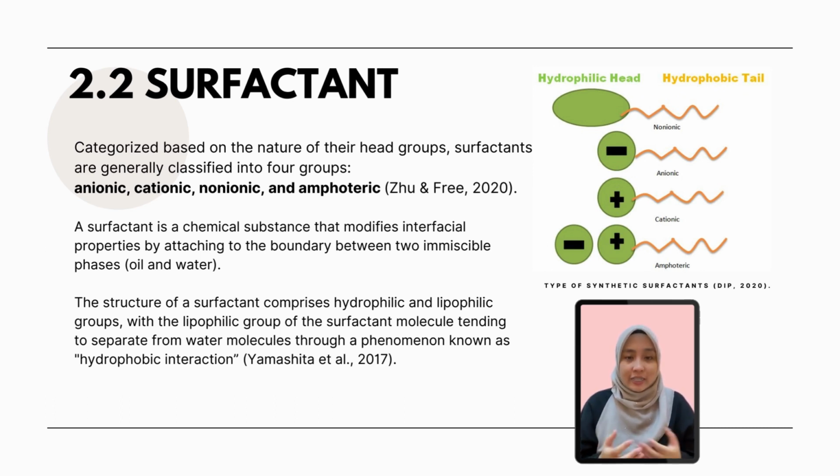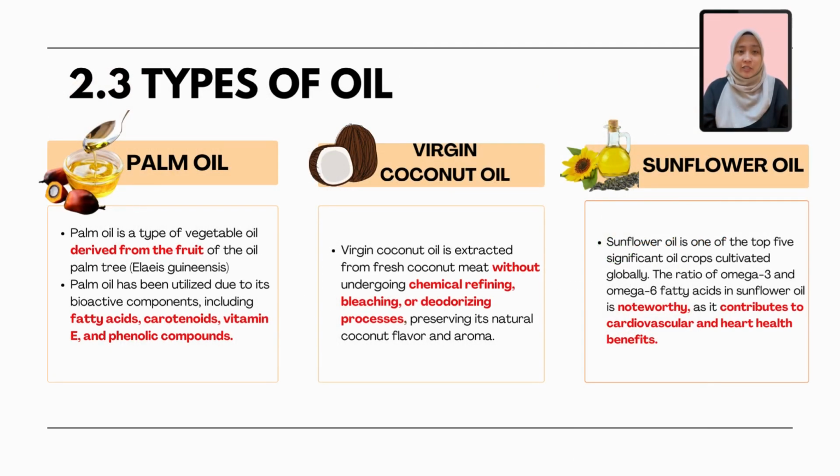A surfactant is a chemical substance that modifies interfacial properties by attaching to the boundary between two immiscible phases, which is oil and water. There are several types of oil that are used. First is palm oil. Palm oil is a type of vegetable oil derived from the fruit of the oil palm tree. Palm oil has been utilized due to its bioactive components, including fatty acid, vitamin E, and phenolic compounds. Second is VCO, virgin coconut oil.